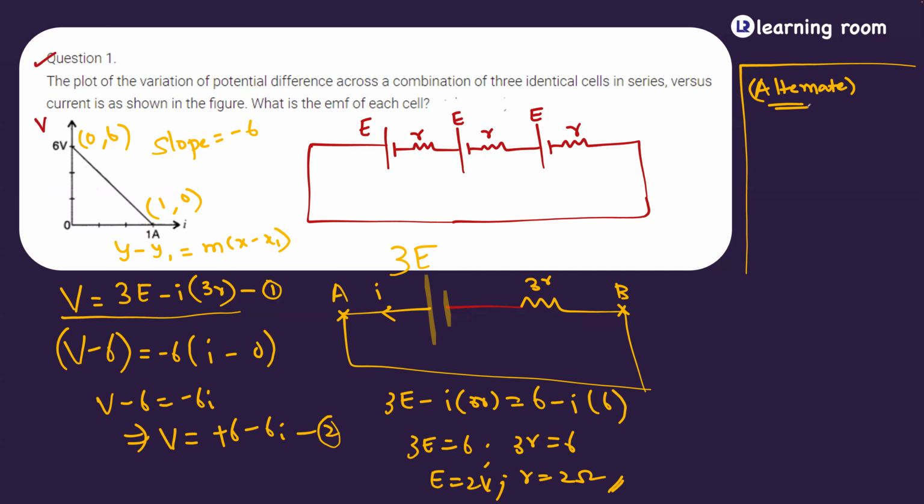Listen. Okay. Here I have (0, 6). What is the meaning of it? When the value of current is 0, listen guys, when the value of current is 0, the potential difference is 6. Meaning that 6 is called the EMF of that cell. Because what is EMF? EMF is a potential difference when the current flowing through the cell is 0, right? So current is 0, 6 is the EMF, but the 6 is not the EMF of each cell, but 6 is the EMF of the total combination, which is 3E. So answer is E is equal to 2 volt. You can get it in one step also.